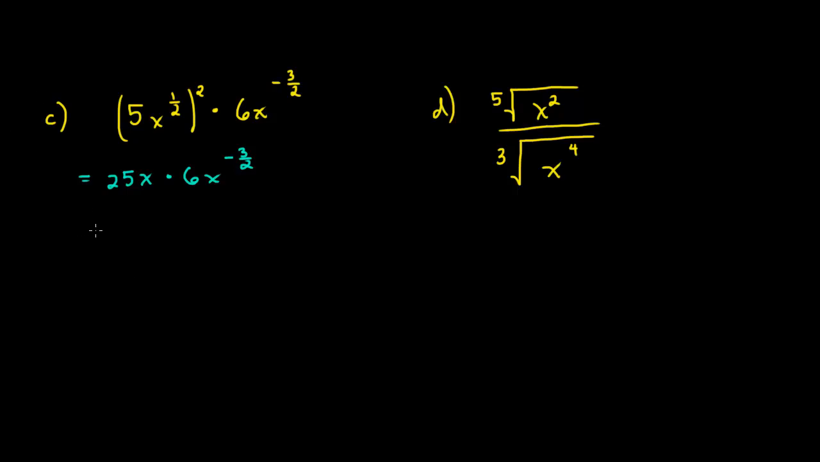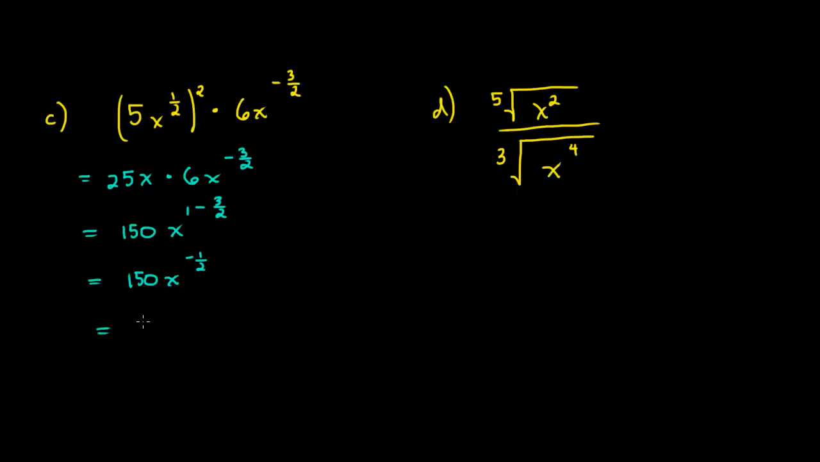So let's go ahead and now we can simplify this. I can multiply the coefficients here. 25 times 6 is equivalent to 150. And if I multiply x times x to the negative 3/2, I add their exponents. So I have x to the power of 1 plus negative 3/2, which is just x to the power of 1 minus 3/2. This is equal to 150 x to the power of minus 1/2.